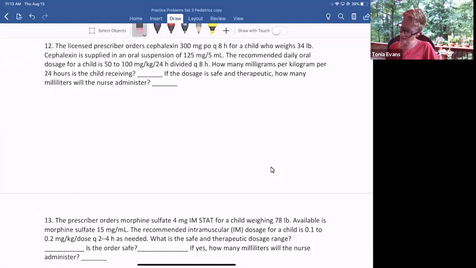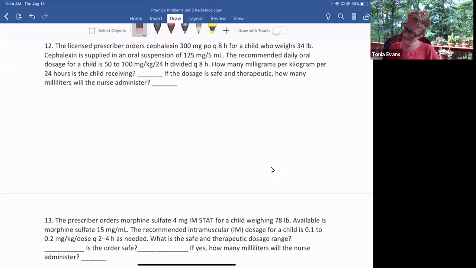Okay, so we have cephalexin, 300 milligrams PO Q8. I'm really, if you're in my class, you know I recently had a knee replacement, and I promise you I'm not on any pain medication other than Tylenol and diclofenac, which is an NSAID. I think the sun's getting to me. Sorry.